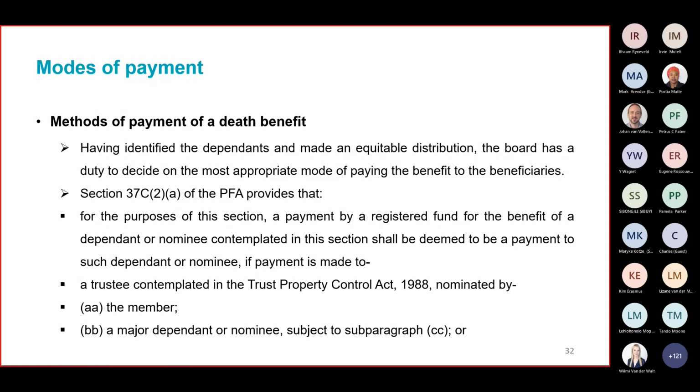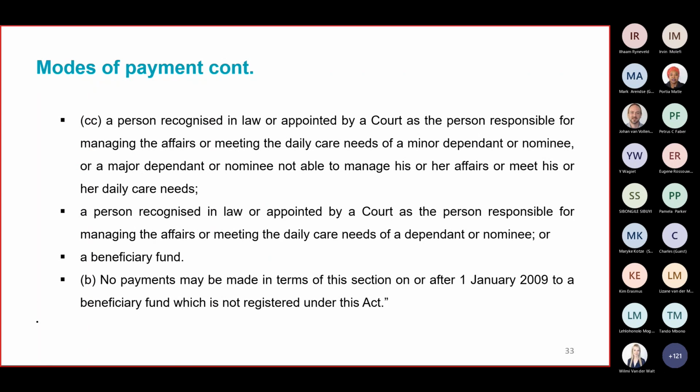Section 37C(2) of the Pension Funds Act provides that for the purpose of this section, a payment by a registered fund for the benefit of a dependent or nominee contemplated in this section shall be deemed to be a payment to such dependent or nominee if it is made to a trustee contemplated in the Trust Property Control Act, nominated by either the member, a major dependent or nominee, subject to paragraph (cc), or a person recognized in law or appointed by a court as the person responsible for managing the affairs or meeting the daily care needs of a minor dependent or nominee.